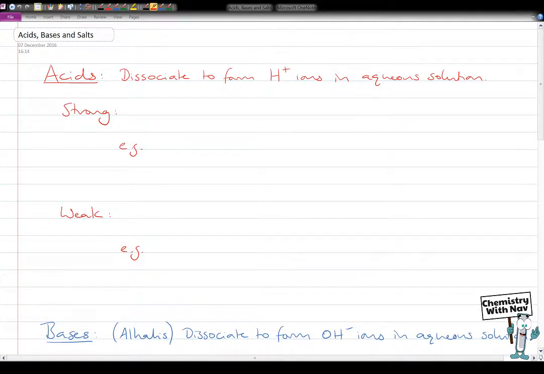This is Chemistry with Nav, and in this video we're going to take a look at acids, bases and salts. Starting off with acids, these are substances that dissociate to form H+ ions in aqueous solution. So we're looking at aqueous protons here. And you get two types of acids. The first is strong acids, and these dissociate fully into their ions in water.